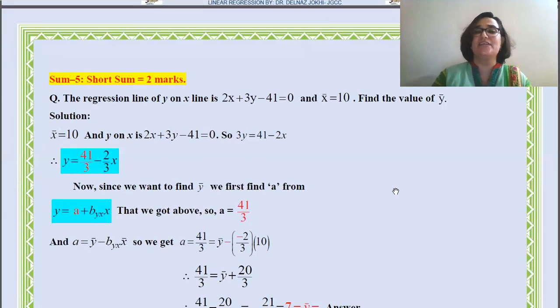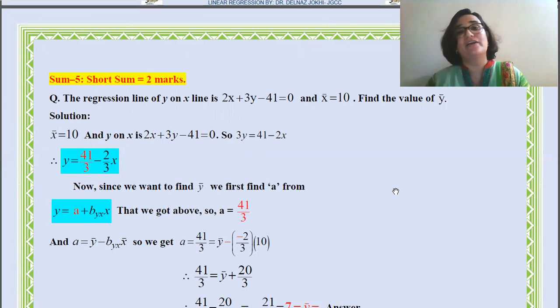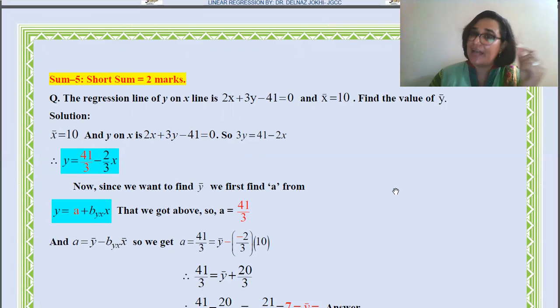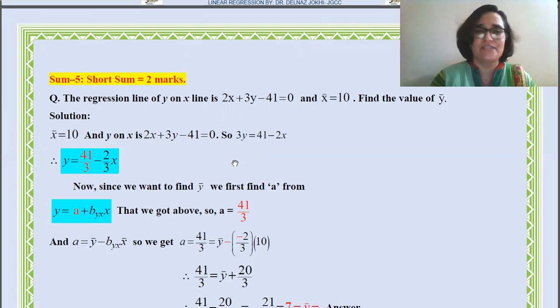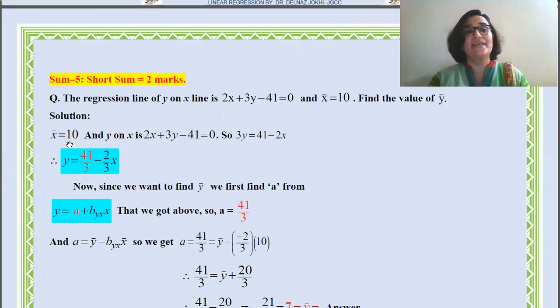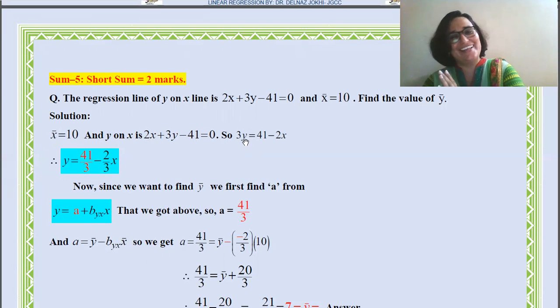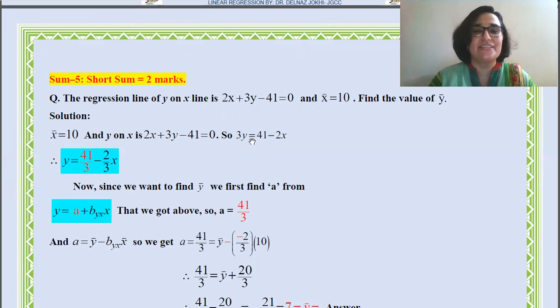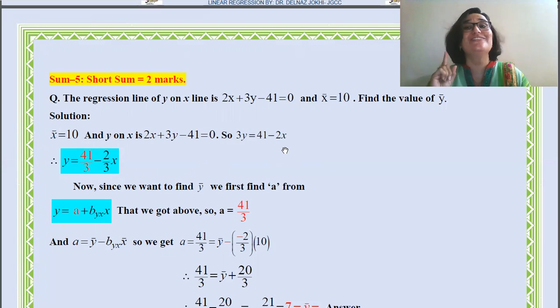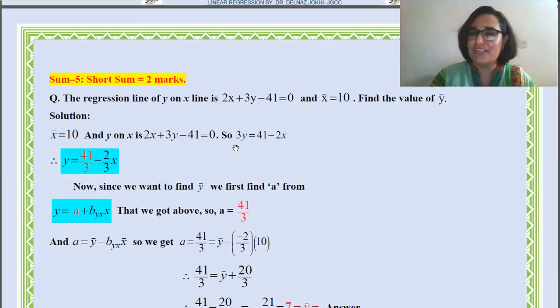Now after doing so many sums, you must have realized that to find a, the formulas of x bar and y bar come in. So keeping that line of action in mind, let's quickly solve the sum. Now see, y on x is 2x plus 3y minus 41 is equal to 0. As usual, for y on x, take y to one side and everything else to the other side. So 3y is equal to 41 minus 2x. Side change, sign change. I don't want this 3, so I'm dividing both sides by 3.